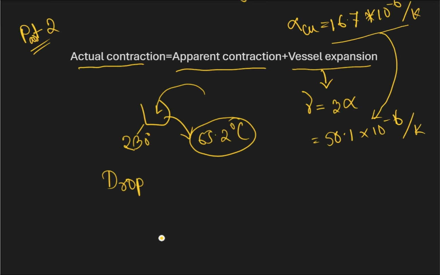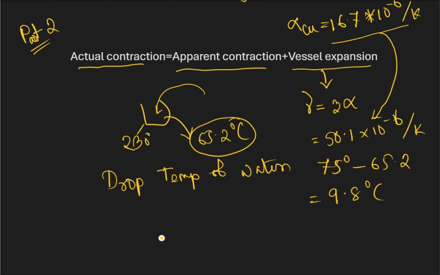Anyways, the drop of temperature of water. It was 75 degrees Celsius for the water, and the mixture temperature was 65.2 degrees Celsius. So we have 9.8 degrees Celsius. And the initial volume of the water, V0, is 200 milliliter from the question, right?